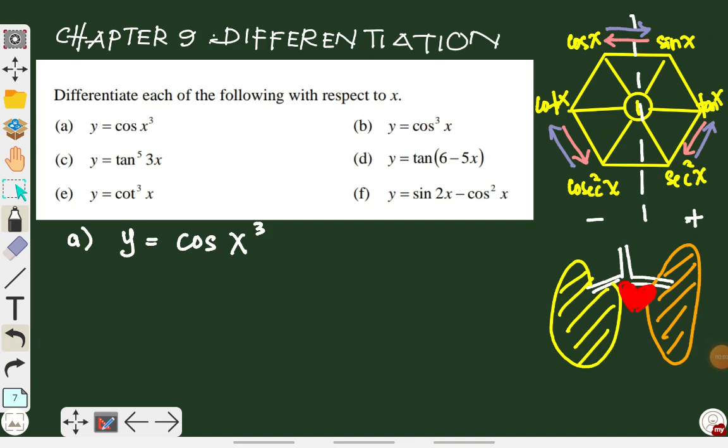Let's move on to the next exercise. Differentiate each of the following with respect to x. Question A: y equals cos x cubed.